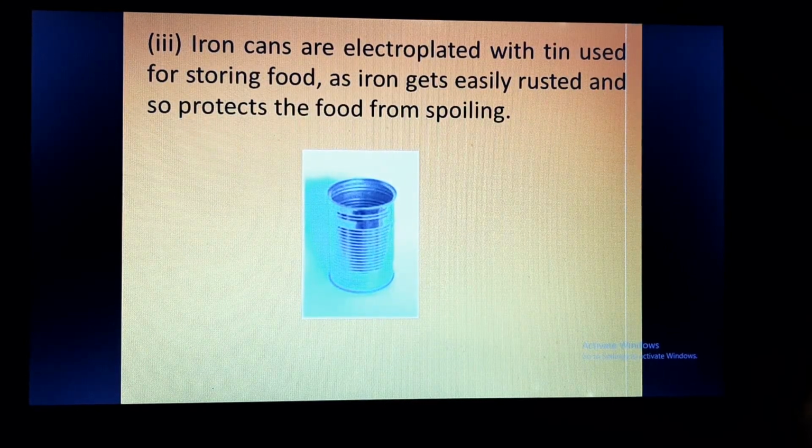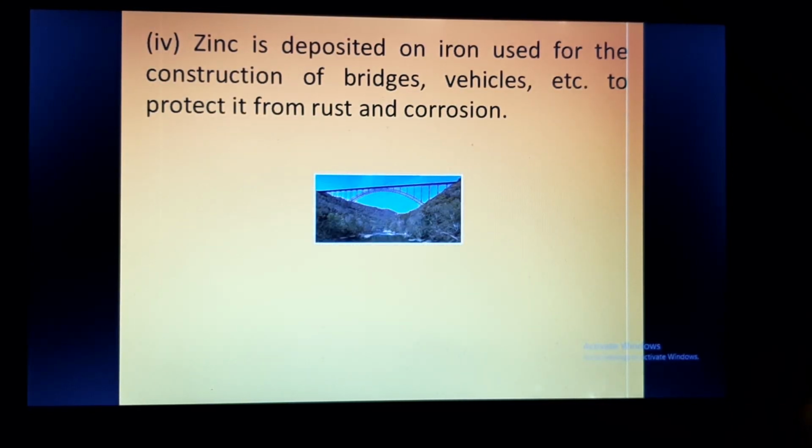Iron cans are electroplated with tin and used for storing food, as iron gets easily rusted and tin protects the food from spoiling. We have studied in our previous classes that iron is a very reactive metal and it rusts and spoils the food. So iron cans are electroplated with tin, which is a less reactive metal. Zinc is also deposited on iron, which is called galvanizing of iron, used for the construction of bridges, vehicles, etc., protecting them from rust and corrosion, because zinc is also less reactive.